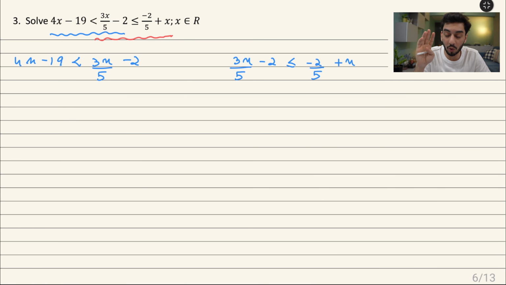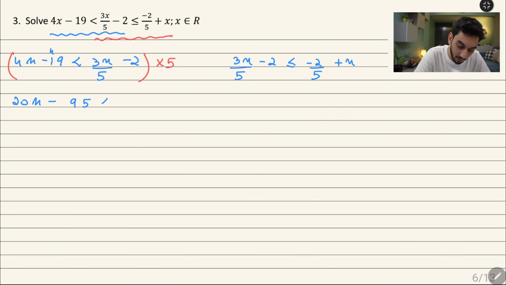But before doing all of that, I do not like fractions. So I'll first get rid of the fractions. Now to get rid of the fraction, I will multiply the entire thing by 5 so that the 5 from the denominator just goes away. Okay, so this becomes 20x minus 5 nines are 45, 4 carry over, 5 ones are 5, and 95 is less than 3x minus 10.